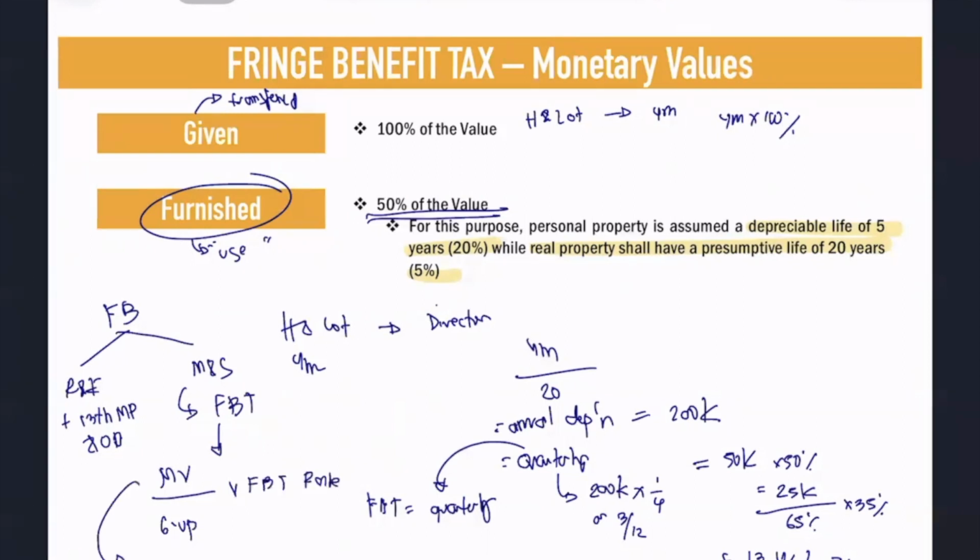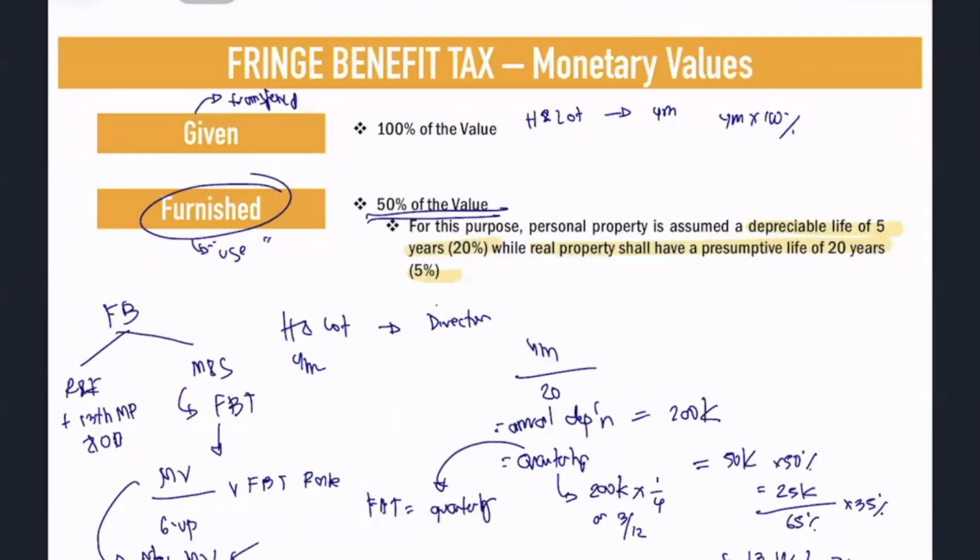Now, for monetary value, you just determine the type of property given. Is that a property? Is it interest? Is it life insurance, foreign travel, or any expenses? You follow our rules. So you need to know the rules under monetary value.